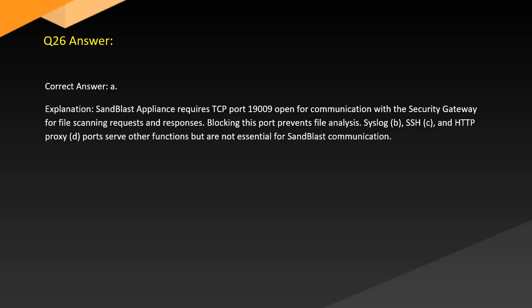Answer. Correct answer: A. Explanation: SandBlast appliance requires TCP port 19009 open for communication with the security gateway for file scanning requests and responses. Blocking this port prevents file analysis. B, syslog; C, SSH; and D, HTTP proxy, ports serve other functions but are not essential for SandBlast communication.